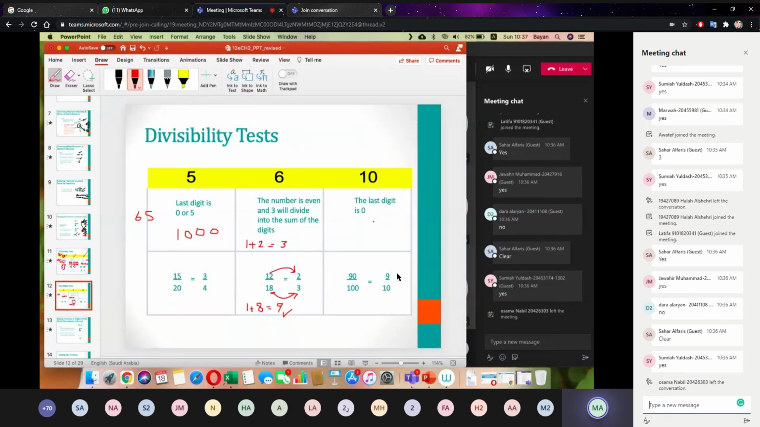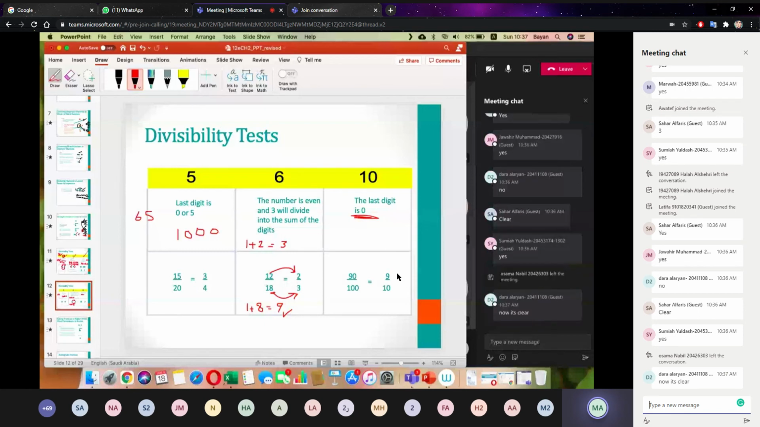Here we have number 10. Any number that ends with 0, we can divide it by 10. 90, can we divide it by 10? Yes, because it ends with 0. 100, can we divide it by 10? Yes, because it ends with 0. Any value that ends with 0, we can divide it by number 10. Clear?